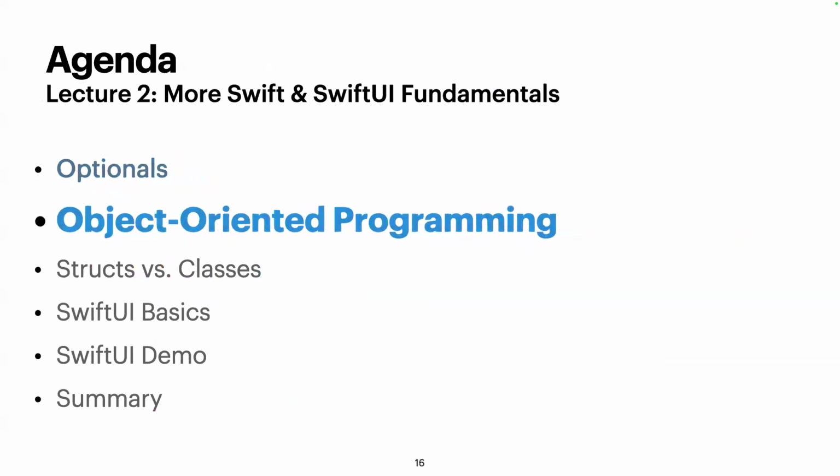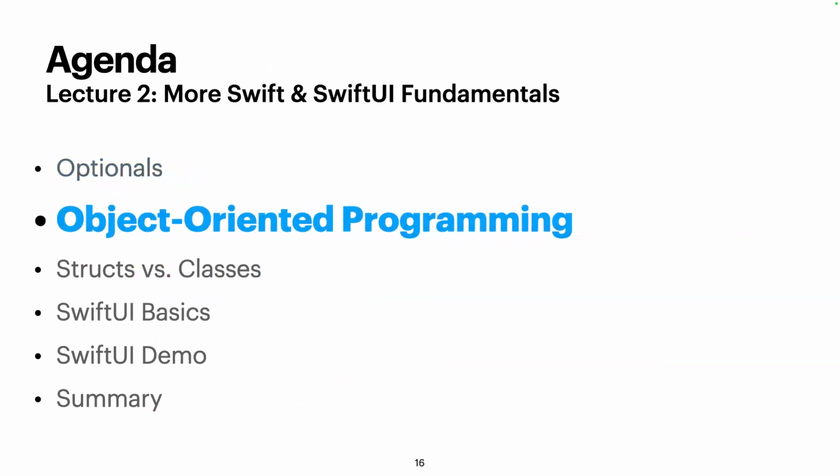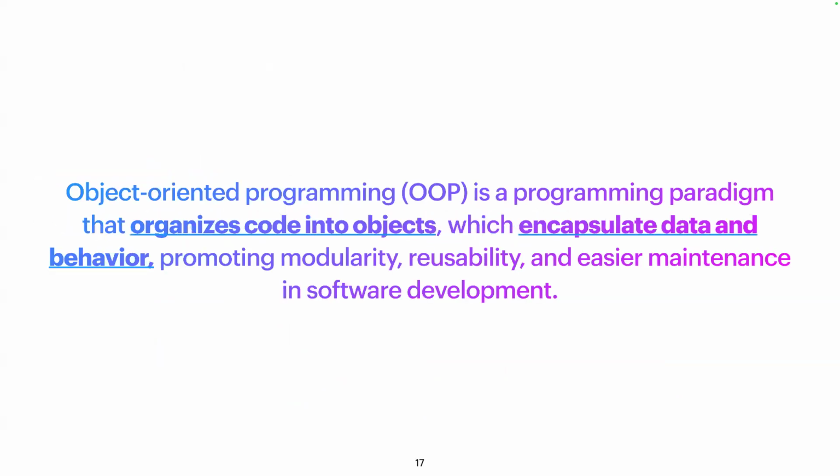So that was optionals. Let's talk about object-oriented programming. Again, hopefully you have some experience with 61A or 61B. But if not, hopefully this illustrates how we're going to work with data onwards with the rest of class. Object-oriented programming is a programming paradigm that organizes code into objects, which encapsulate data and behavior. What that allows us is modularity, reusability, and easier maintenance and software development.